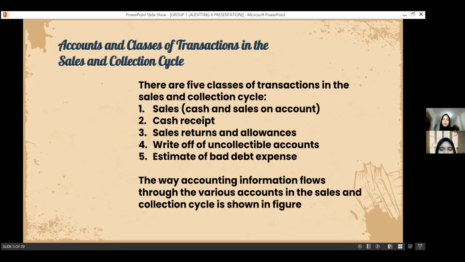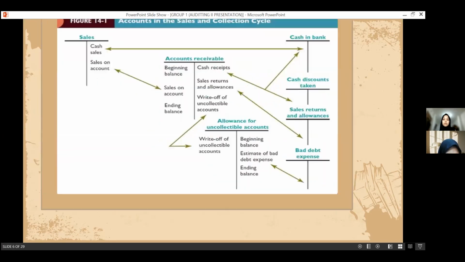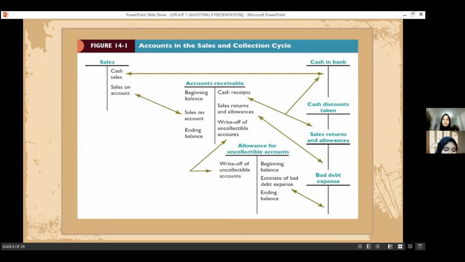The way accounting information flows through the various accounts in the sales and collection cycle is shown in the figure. This figure also shows that with the exception of cash sales, every transaction and amount is ultimately included in one of 2 balance sheet accounts: account receivable or allowance for uncollectible accounts. For simplicity, we assume that the same internal control exists for both cash and credit sales.